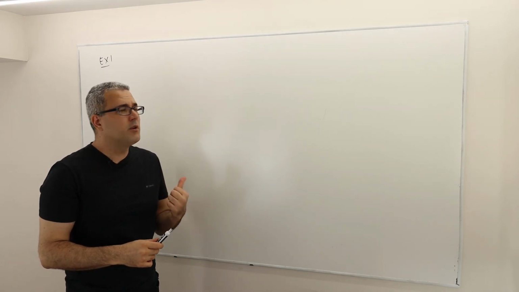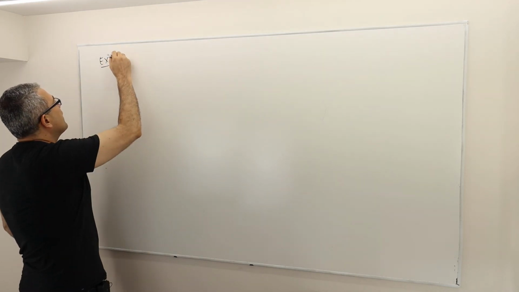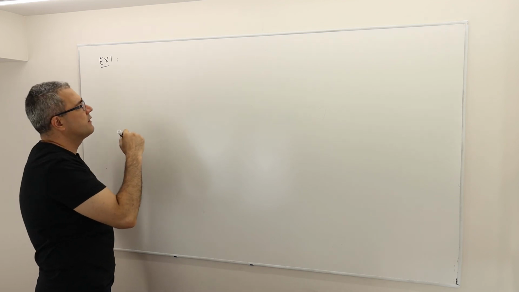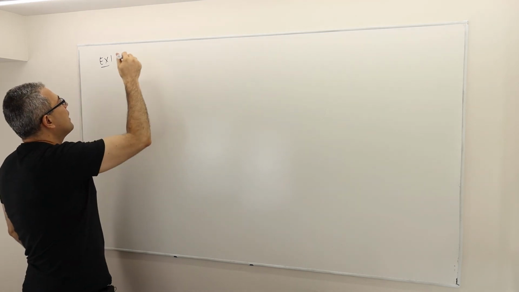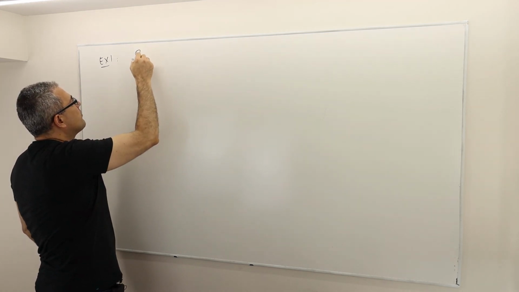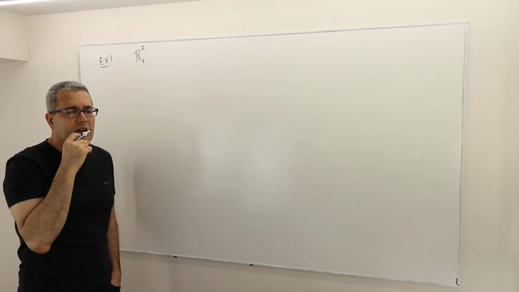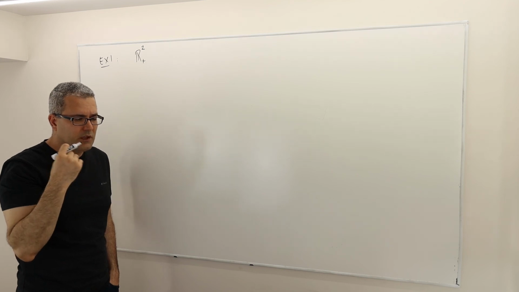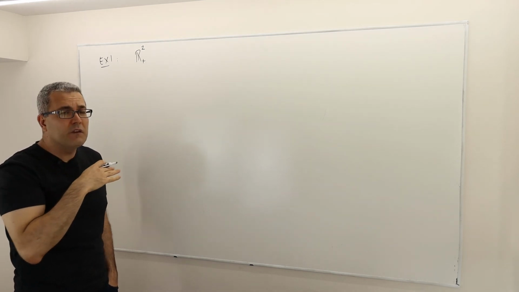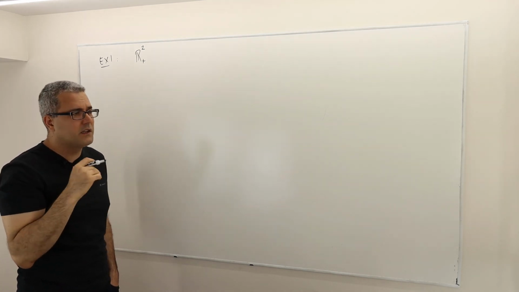Okay, so this is example 1. The choice set, I mean the set of alternatives, is coming from R plus squared. Basically they are non-negative vectors of reals. So these are the alternatives. There are infinitely many of them. It's not a finite set.